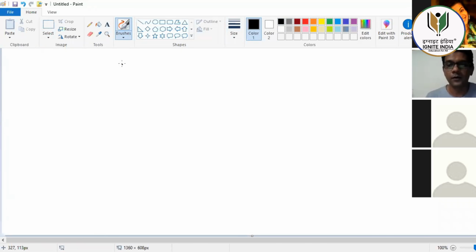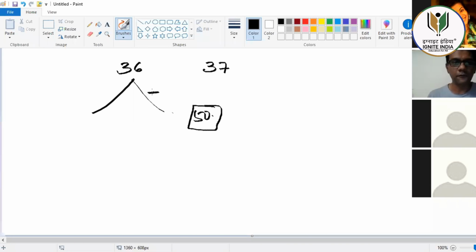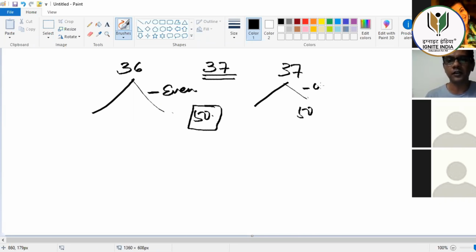Okay. Now, a number is either going to be even or going to be odd. There is no other number here. It has to be either even or odd. Now, if this number is even, then with respect to 50, the difference you're going to get is going to be even. And if the number is odd, with respect to 50, the difference you are going to get here is going to be odd. So either the difference is going to be even or the difference is going to be odd.